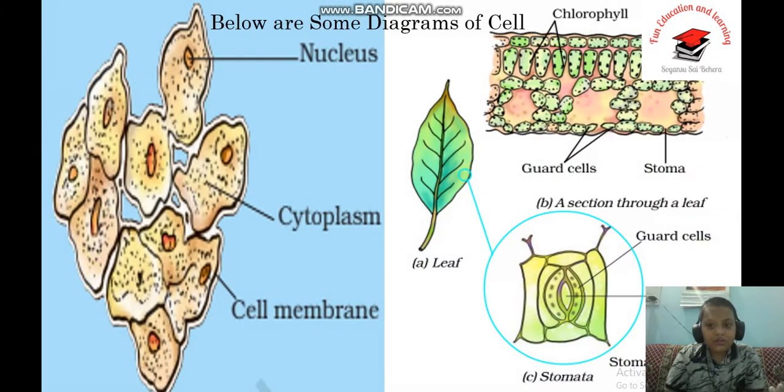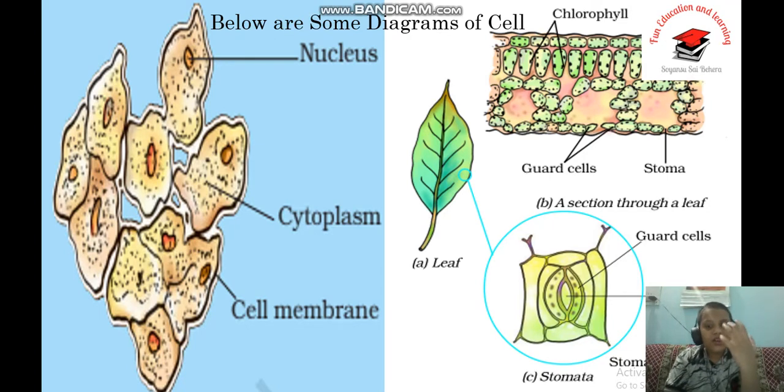So a cell has three main components: the nucleus, the main headmaster of the cell; the cytoplasm, a jelly-like structure that covers the nucleus; and the cell membrane, which covers the whole cell. Cytoplasm contains organelles. I have told you in the last video.